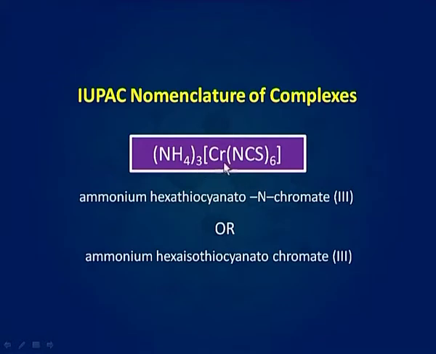In this example, NCS is the ambidentate ligand in which the ligand is attached to the metal atom chromium through the nitrogen atom. Hence, this complex can be named as ammonium hexathiocyanato-N-chromate(III) or ammonium hexaisothiocyanatochromate(III).